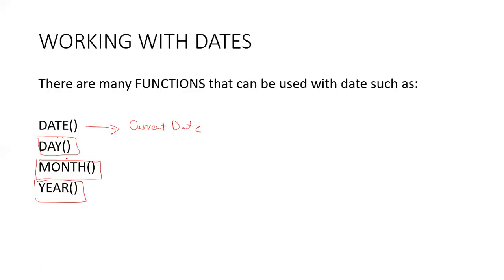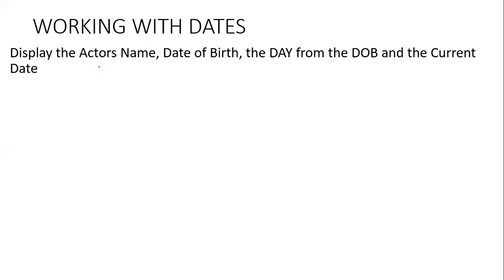Let's look at some examples. Display the actor's name, simple, date of birth. Remember, DOB was a field in our table. Here, I want the day from the date of birth. So we will make use of the day function, and I want the current date.